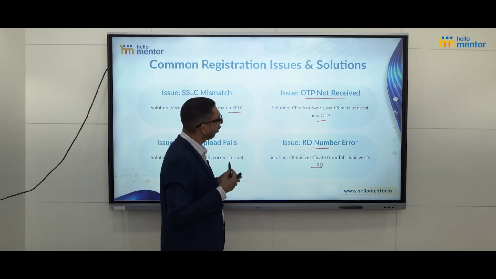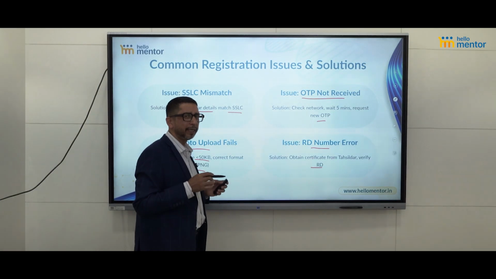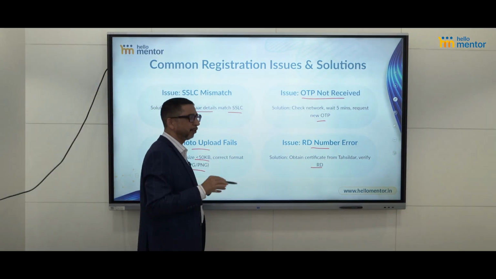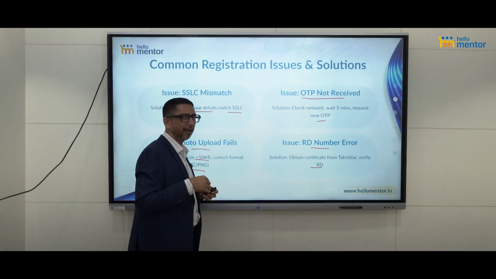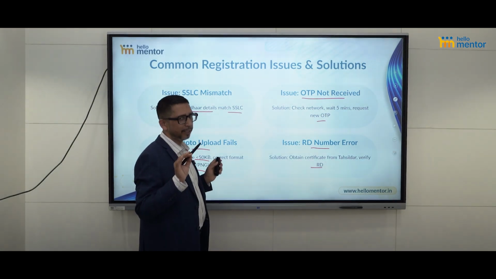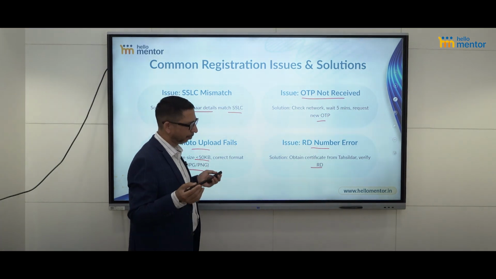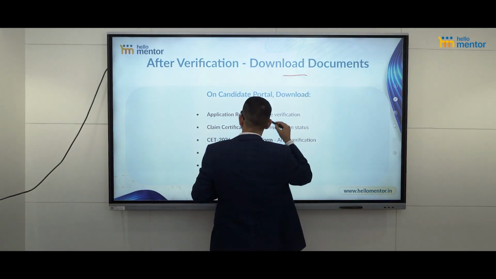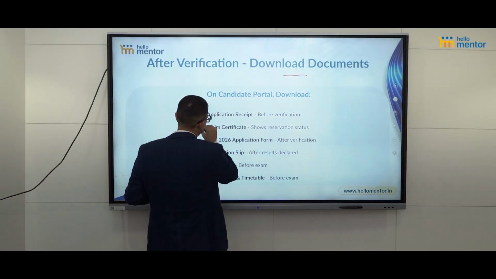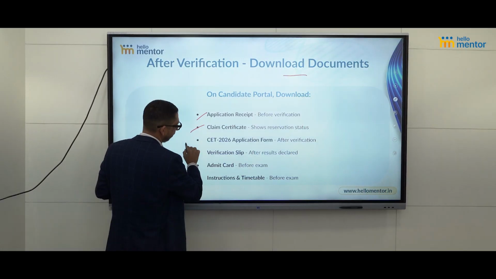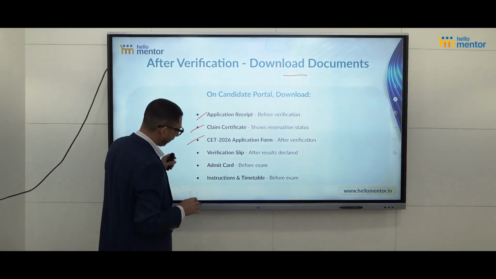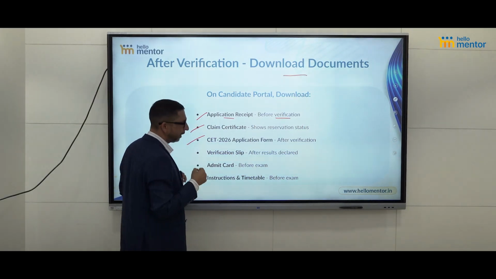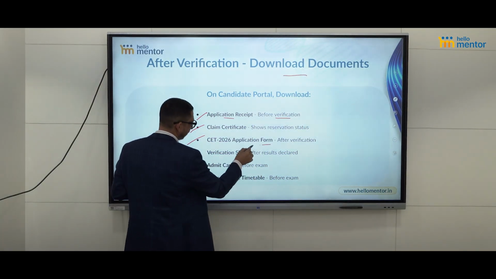And if you are not able to do all this, don't worry, KEA sometimes gives a window for other people to update or to enter the data or to change the data. That possibility always remains. Guaranteed? Not sure about it. After verification, download documents: application receipt, claim certificate, and CET 2026 application form. Remember one thing, application receipt will come before the verification is done. Only after verification you will be able to download the application form.